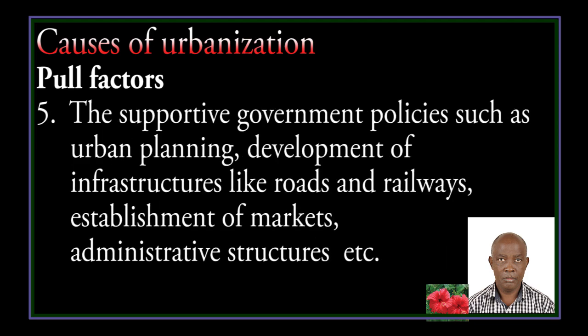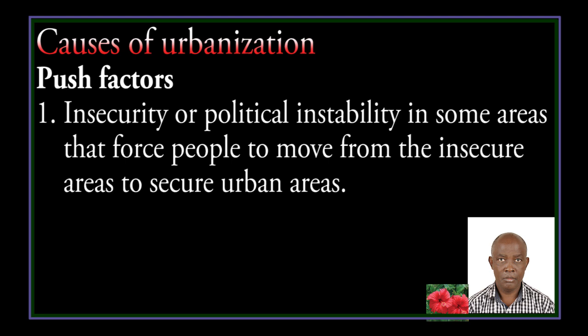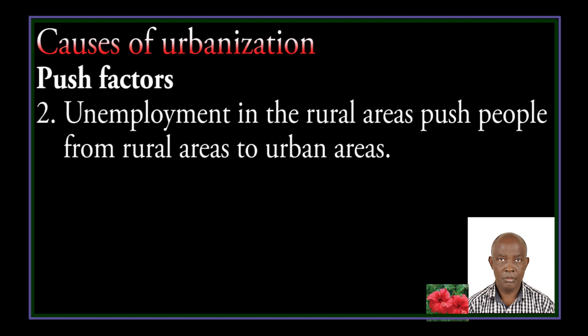Supportive government policies such as urban planning, development of infrastructures like roads and railways, establishment of markets, administrative structures, and so on. The push factors include insecurity or political instability in some areas that force people to move from insecure areas to secure urban areas. Unemployment in rural areas pushes people from rural areas to urban areas.